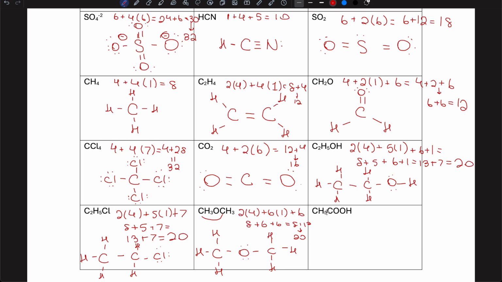The next problem, this is kind of advanced, but this little part, COOH, is also a pattern that we'll learn and define. But we have a total of 2 carbons. We have 2 carbons, a total of 4 hydrogens, and 2 oxygens. So a total of 8 plus 4 plus 12. So we have 12 plus 12, 24 total valence electrons.